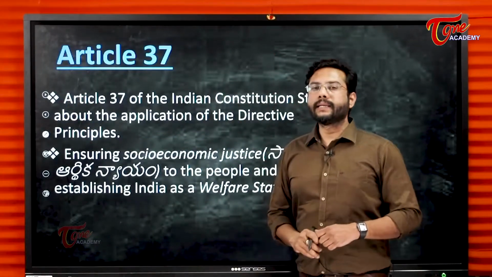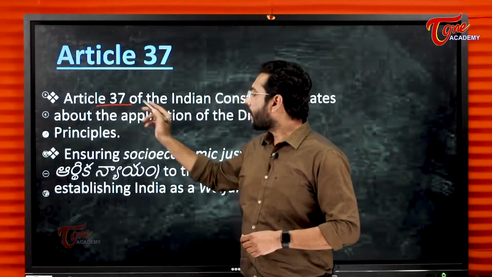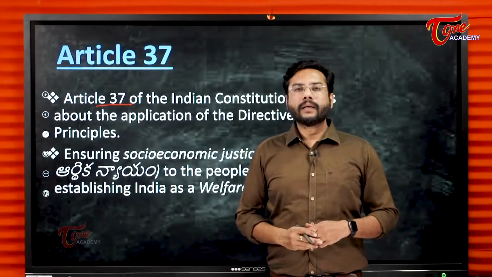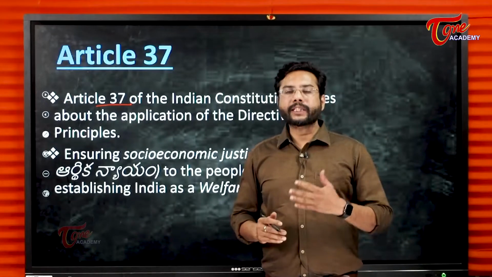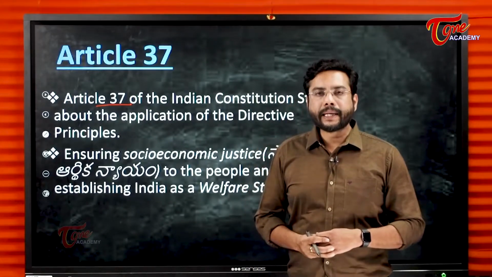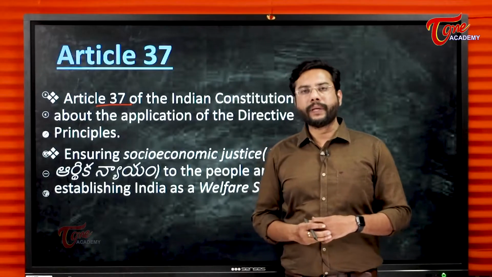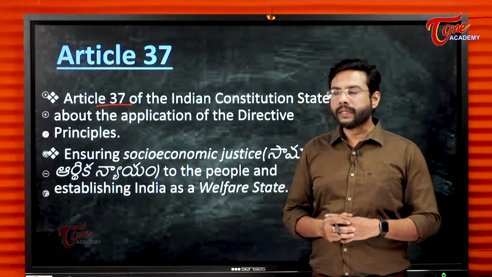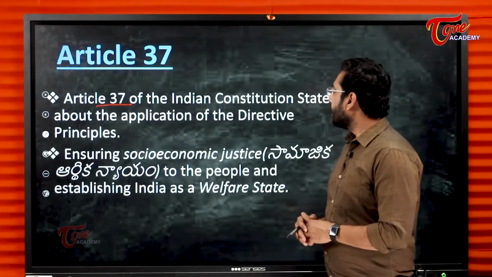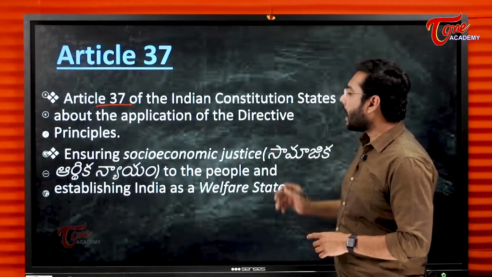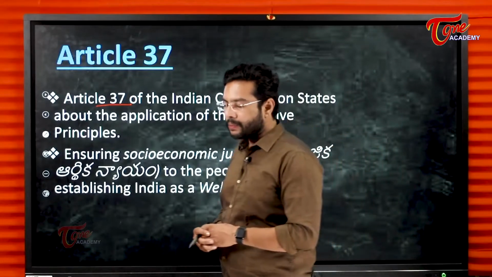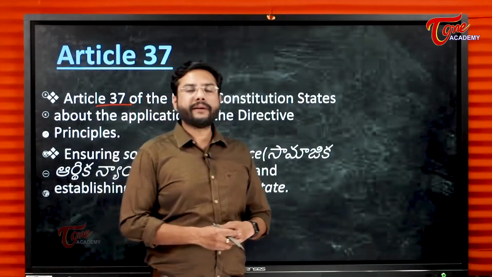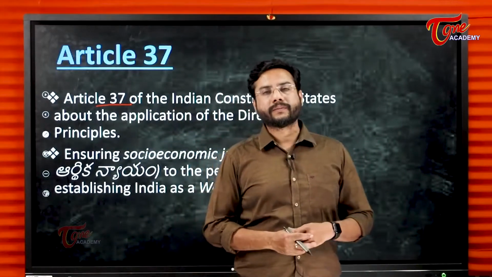So the next article is 37. This article defines or explains the applicability of DPSP, the Directive Principles of State Policy. Here we say that directive principles are not justiciable. They are not enforceable in the court.